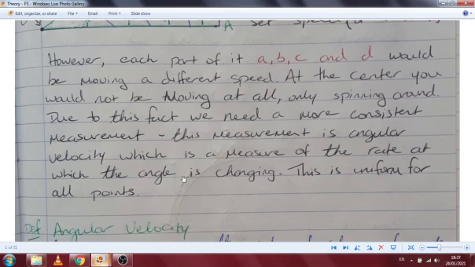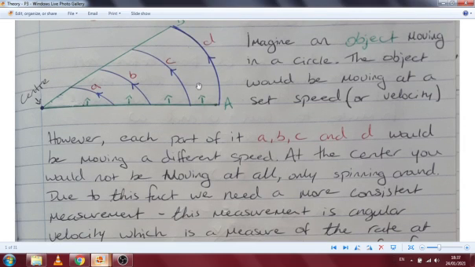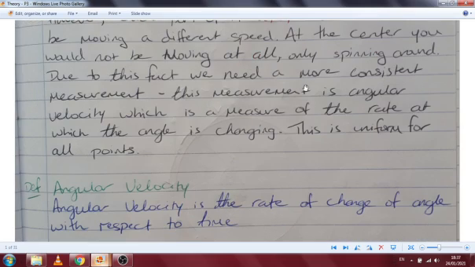So this measurement is angular velocity, which is a measure of the rate at which the angle is changing. How quickly is it going around? How quickly are you getting a bigger angle? And this is uniform for all points. So again, back up to A, B, C, and D. They all have different speeds because they're traveling different distances at the same time, but they all move the same angle. So whatever angle this is, it's the same angle for all of them. So when we use angular velocity, it's a more consistent measure.